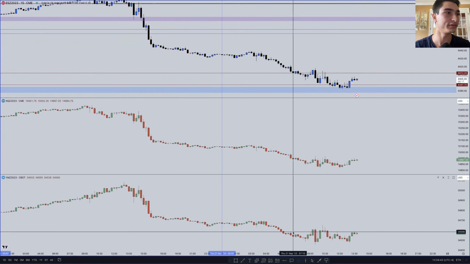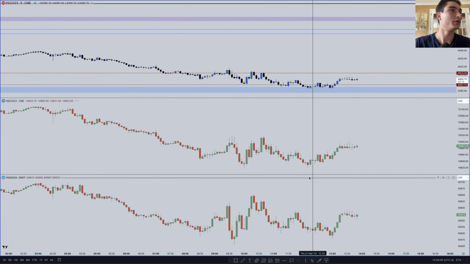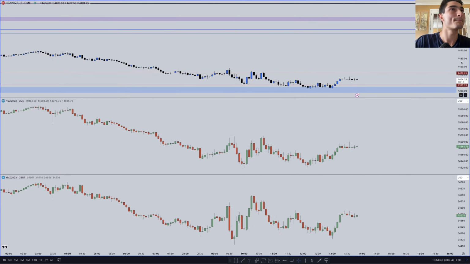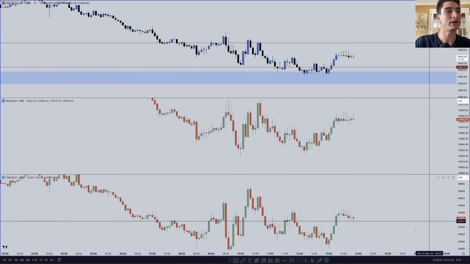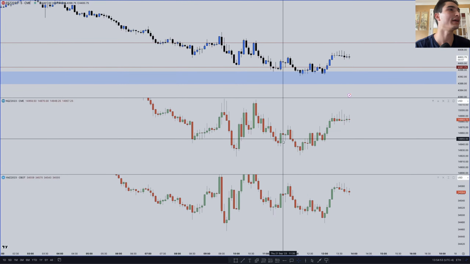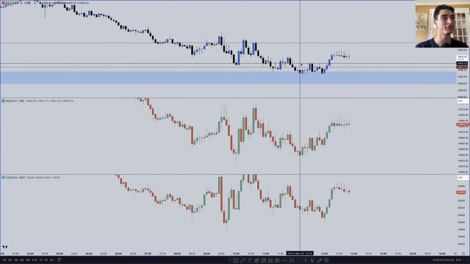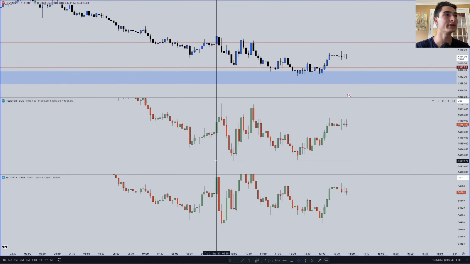All right, so looking at the morning session, let's go ahead and drop that into our 5-minute chart. So when I get to my desk in the morning, I'm referring to all the averages. And then when I see the averages all out of sync and doing different things, this confirms to me that we're in a low probability environment.